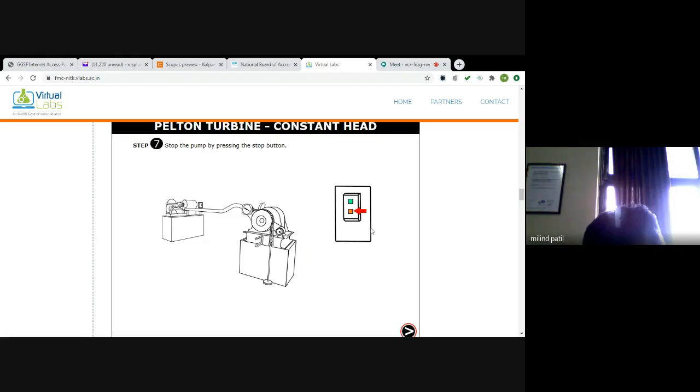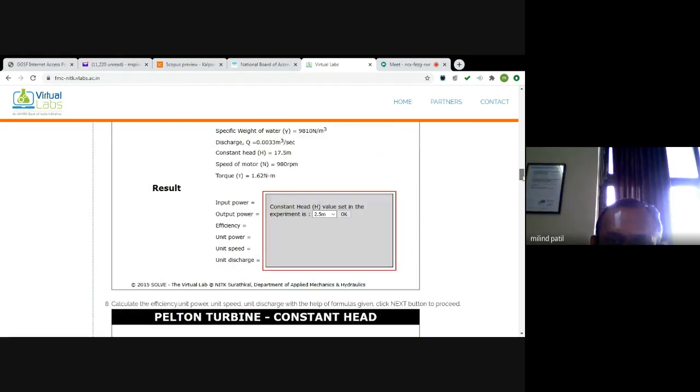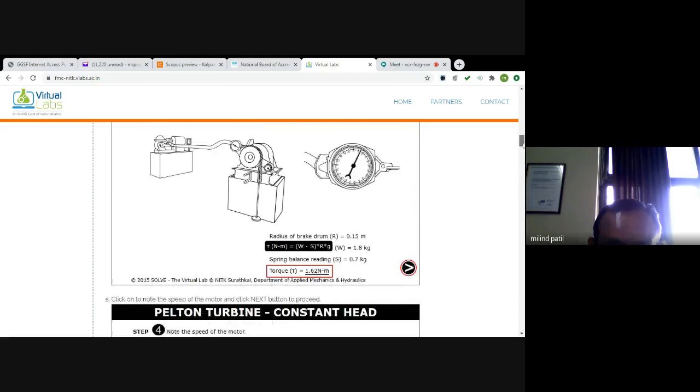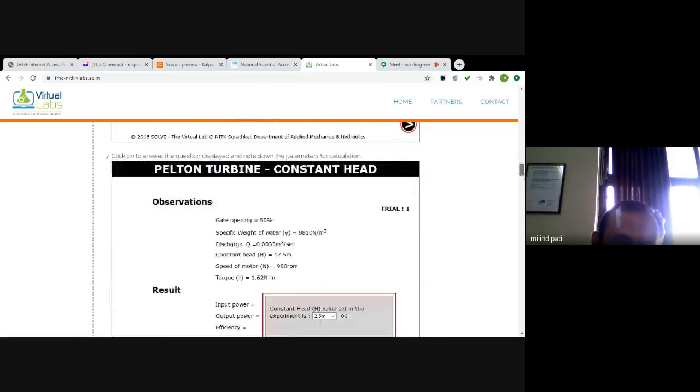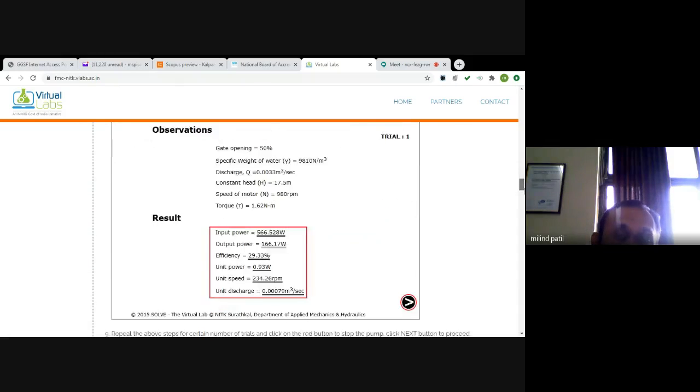So again, you can repeat the observations. You can repeat your observation as many times as you want. How can we repeat the observations? Go on adding the load. Initially, suppose we added only 1.8 kg. Then go on adding 2 kg, 2.4 kg, 2.6 kg or 8 kg. Go on adding the load. Once you go on adding the load, torque will go on increasing, the brake power will go on increasing, and you will be able to find out the performance at various load conditions when the most important head acting over the turbine is constant.